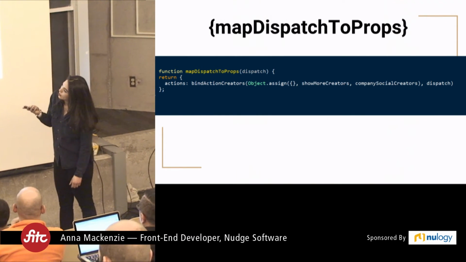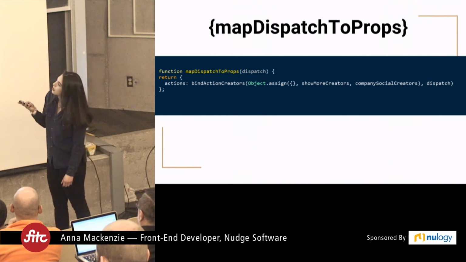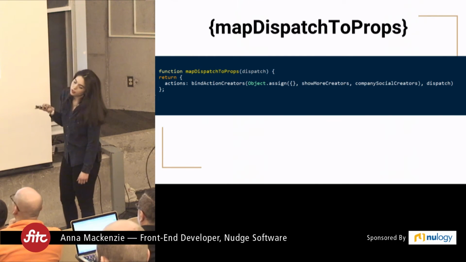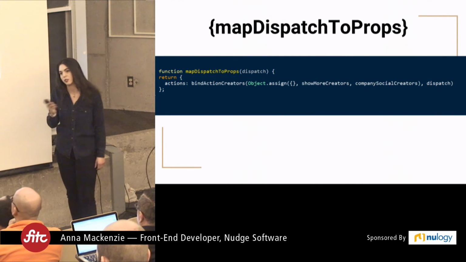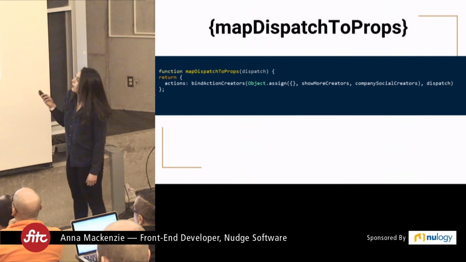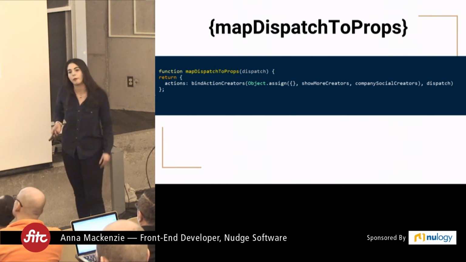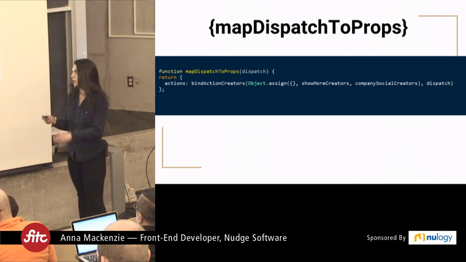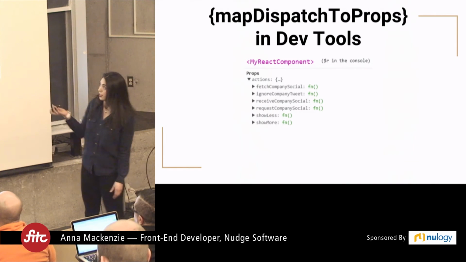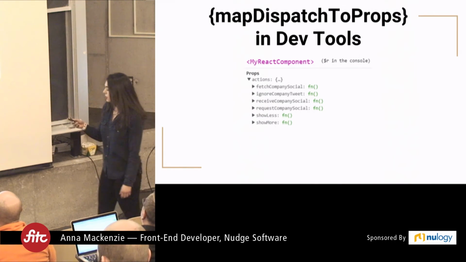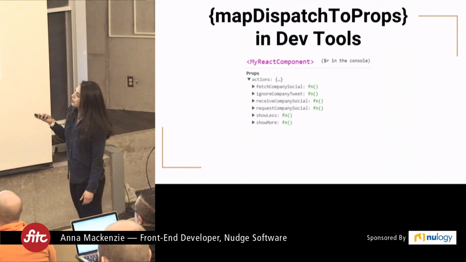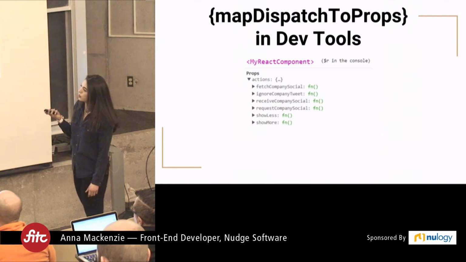So here we have map dispatch to props. I'm going to talk about this in a second. But we have our show more creators, which are the show, blast and show more. And we have our company social creators, which is going to be the ignore tweet one. And we're mapping all of those actions. They're from different reducers, but we're mapping them into one component. Looks like this in DevTools. So you can see we have a bunch of different actions here, but the ones that I am going to dig into are ignore company tweet, show less, and show more.